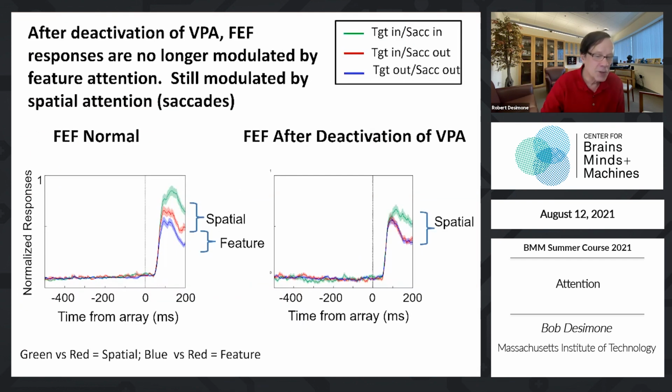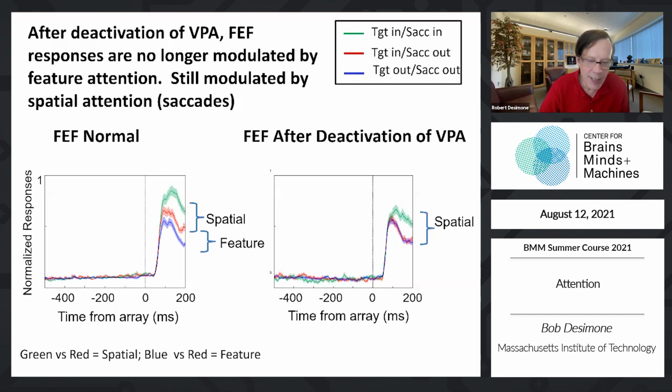Okay, so what happens when you do the deactivation and now we're recording the activity of cells in the frontal eye fields? On the left are the results of recordings in the frontal eye fields when the animal is normal, and on the right, after we deactivate VPA. On the left, you see this enhancement for spatial and feature-directed attention, like I just showed you. But after we deactivate VPA, the enhancement for feature-based attention just goes away. There's no longer any enhancement when the animal is looking for the stimulus that happens to be in the receptive field. So the cells in the FEF simply don't care anymore if the stimulus in the receptive field is the one the animal is looking for. The only thing they care about is the thing that you're going to make the eye movement to.